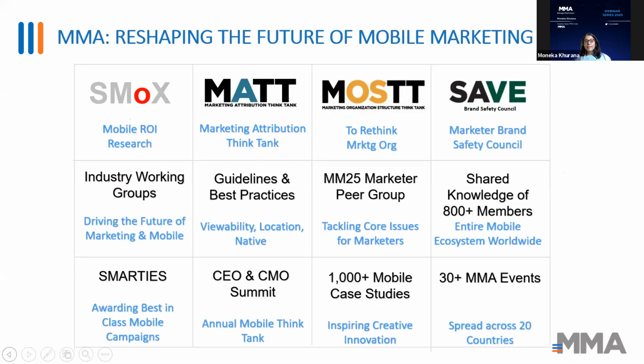We also have several think tanks and groups which work closely with us on building intelligence, on building properties that is of value to the market. Smarties being one of the leading awards platform for us, which drives inspiration, creativity, and builds the best-in-class use cases for the industry. So what you see on the screen is essentially the think tanks we have, which work globally and also get localized, the industry groups which we have across key charters that we run, and the platforms we have in the form of events, be it Smarties, CEO, CMO Summit, and various other custom events.